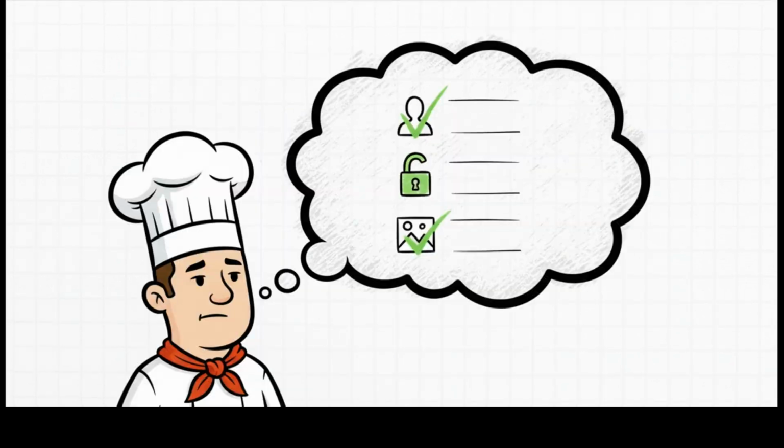And what's really cool is that the server actually thinks. It doesn't just blindly do what it's told. For a simple like, its thought process might go something like this. Okay, who is this user? Do they even have permission to do this? Is this photo real? It has to run through all these checks before it does anything else.